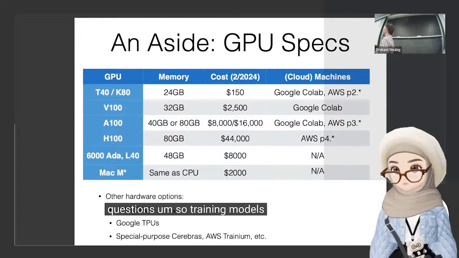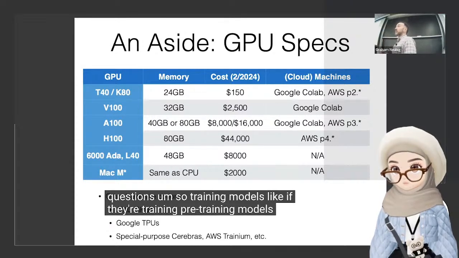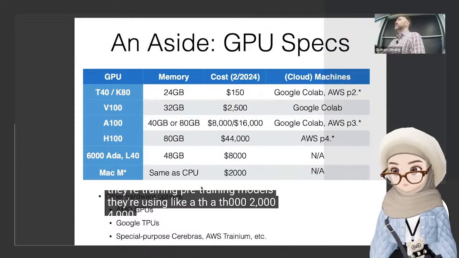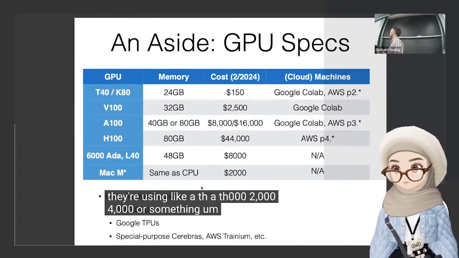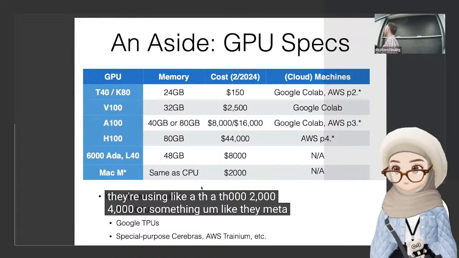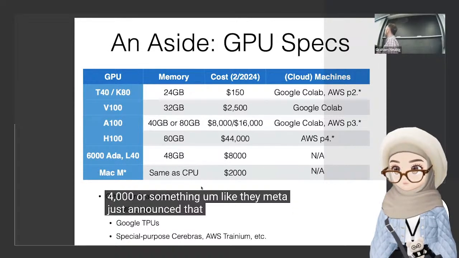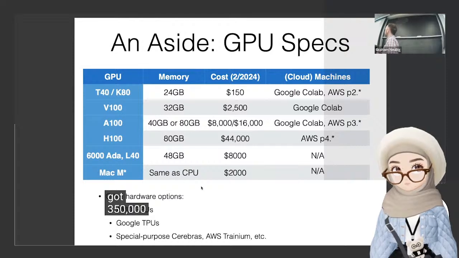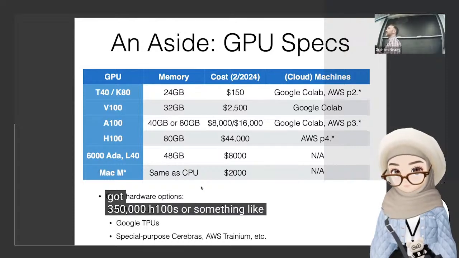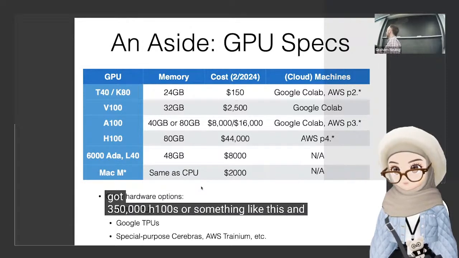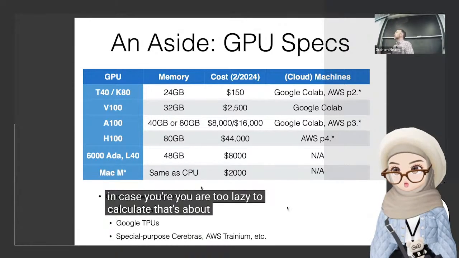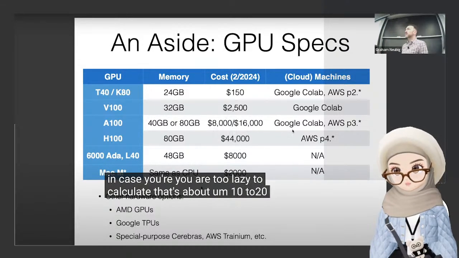So training models, like if they're pre-training models, they're using like 1,000, 2,000, 4,000 GPUs or something. Like Meta just announced that they got 350,000 H100s or something like this. And in case you are too lazy to calculate, that's about 350,000.